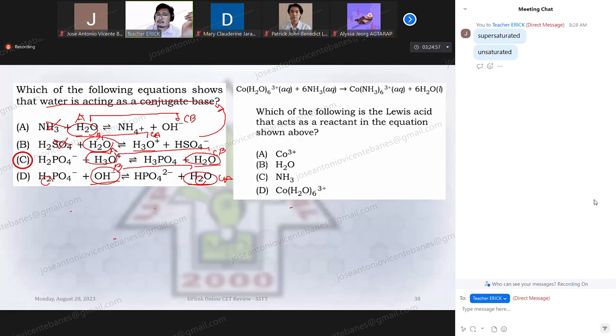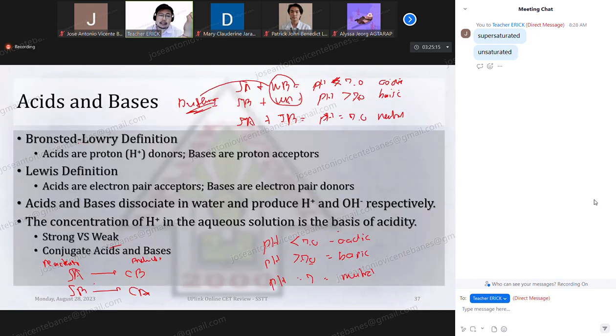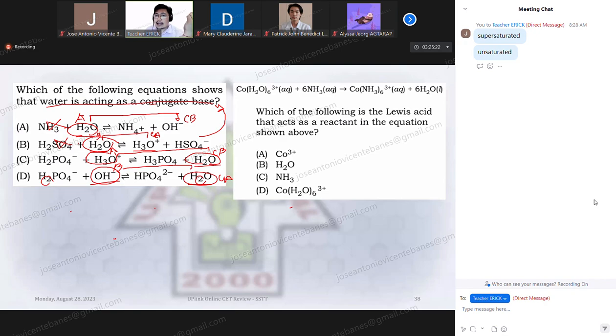Next, which of the following is the Lewis acid that acts as a reactant in the equation? Based on the equation, we have water, ammonia, and cobalt. Which of these is the Lewis acid? They say a Lewis acid is an electron pair acceptor and bases are electron pair donors. So which of them is the acid?